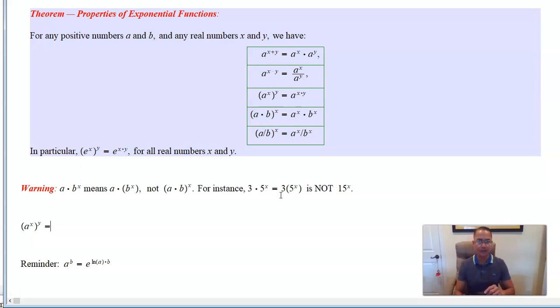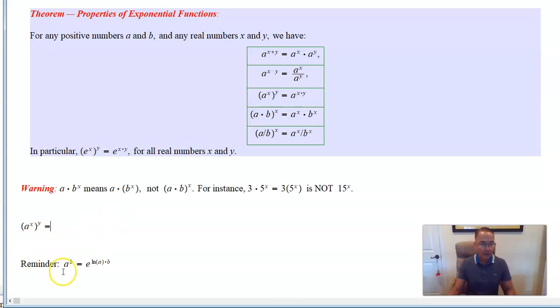Okay, so to avoid confusion, this is actually how I would be writing it, or use parentheses to be safe. To me, this is the most interesting property because now we know that it works even if y is irrational. See, x and y can be any two real numbers, rational or irrational. So why does this work?